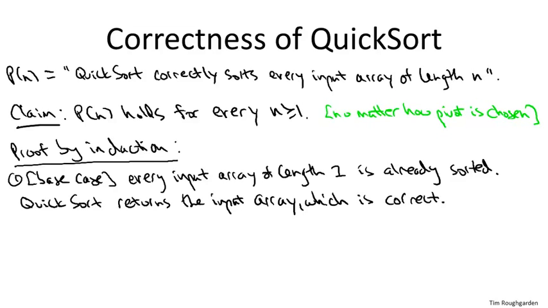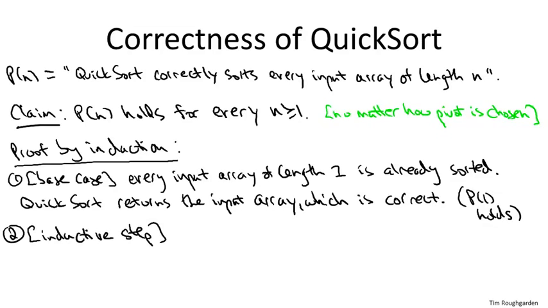In the inductive step, we have to fix an arbitrary value of n that's at least 2, a value of n not covered by the base case. So let's fix some value of n, at least 2. Now, what are we trying to prove? We're trying to prove that Quicksort always correctly sorts every input array of length n, so we also have to fix an arbitrary such input.